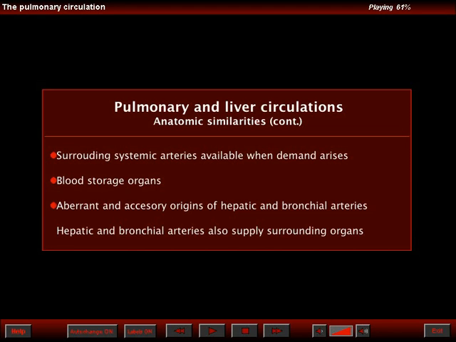The origin of the hepatic artery and the bronchial artery can be normal, aberrant, or have accessory vessels. And finally, the hepatic artery and the bronchial artery supply more than their main organs, respectively the liver and the lung. The hepatic artery can supply the biliary tree, and the bronchial artery supplies mediastinal structures before it goes in.